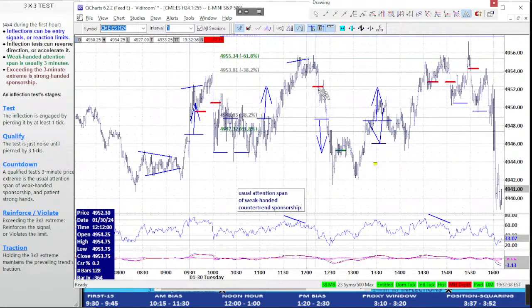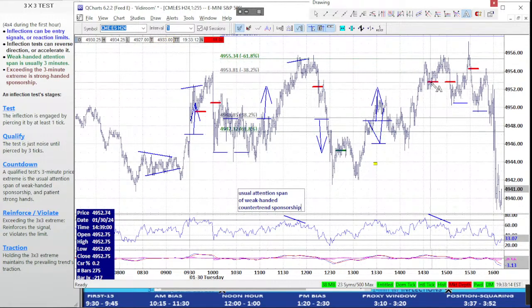And during those 3 minutes, that counter-trend sponsorship, even if it's counter-trend, it can be really productive. Like this was counter-trend sponsorship, and that went from 51 to 45, 6 points. We've seen even more substantial weak-handed counter-trend sponsorship. Their usual attention span, they're done in 3 minutes. Go back and look, 3 minutes, and they're done. Now, it resolves to a higher high, doesn't extend, but still, 3 minutes.